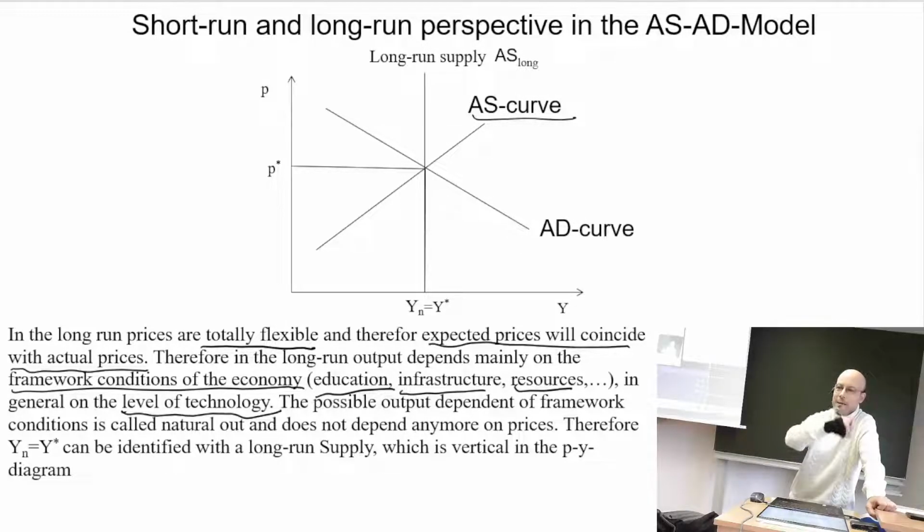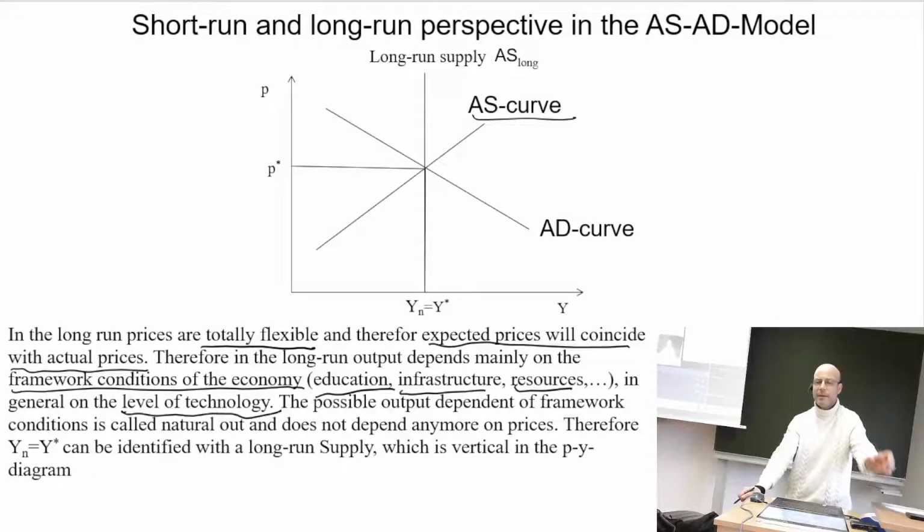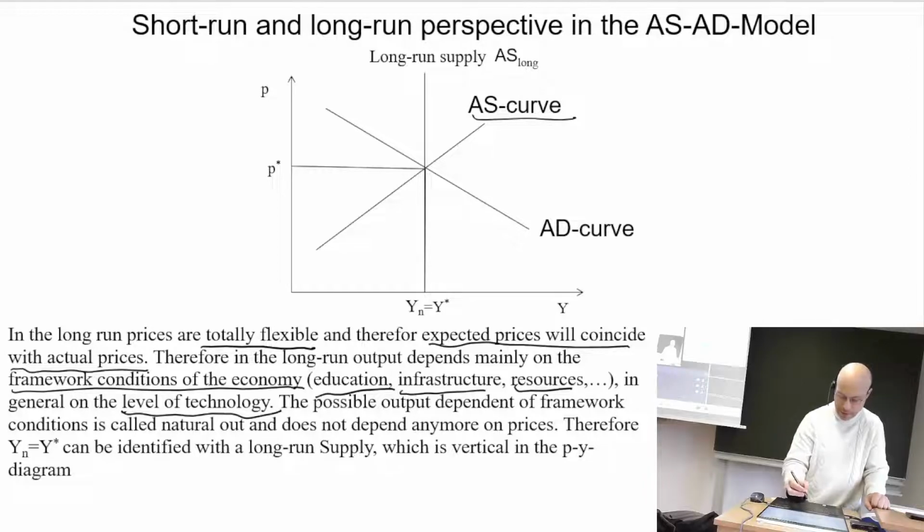Everything else, the price adjustment process for the equality of demand and supply. Now we have totally flexible prices. And then our supply will only depend on this framework. And this possible output we call then the so-called natural output.